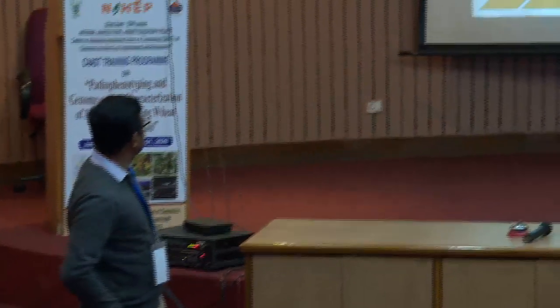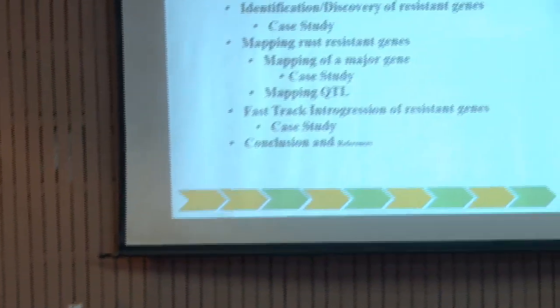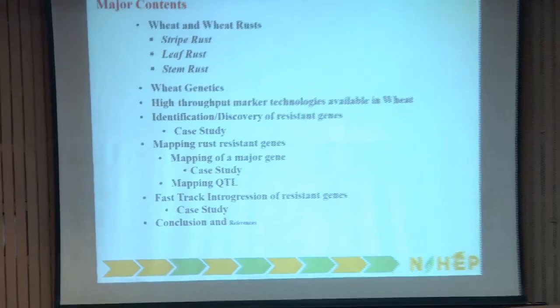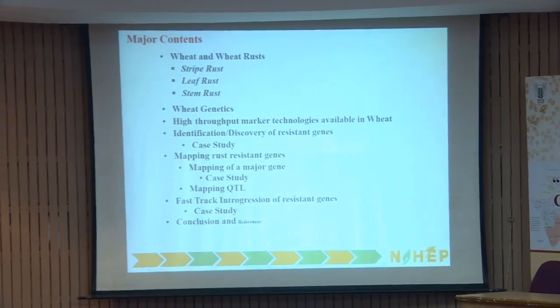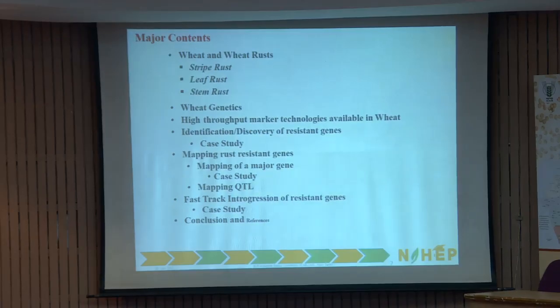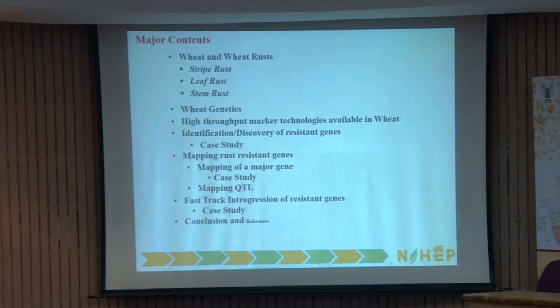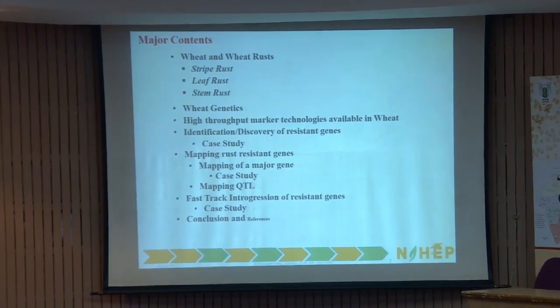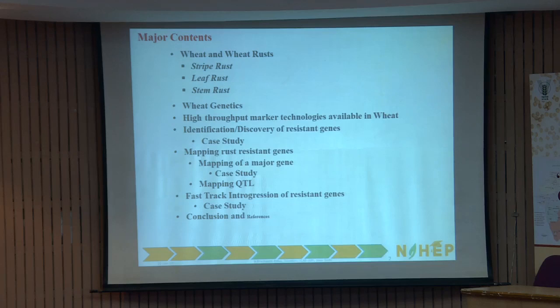We will see how we started going for identification or discovery of resistant genes, and we map major and minor QTLs. And we'll talk a little about the project which I had with the Australian University of Sydney. That's fast track introgression of rust resistant genes, which I did there.